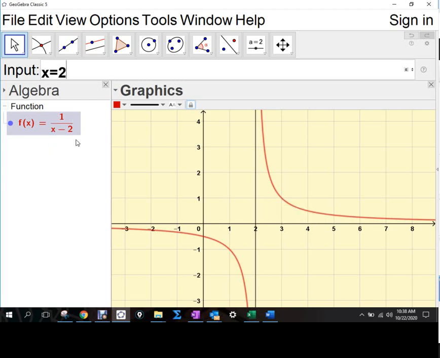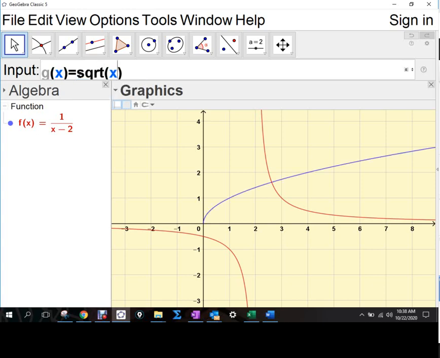So that's the reason why x being 2 gives me division by 0, which is a problem here. If I then look at the square root of x, which is that one, again, not defined over here, right? Only defined at 0 and beyond. And now the question is, well, what does f plus g look like?